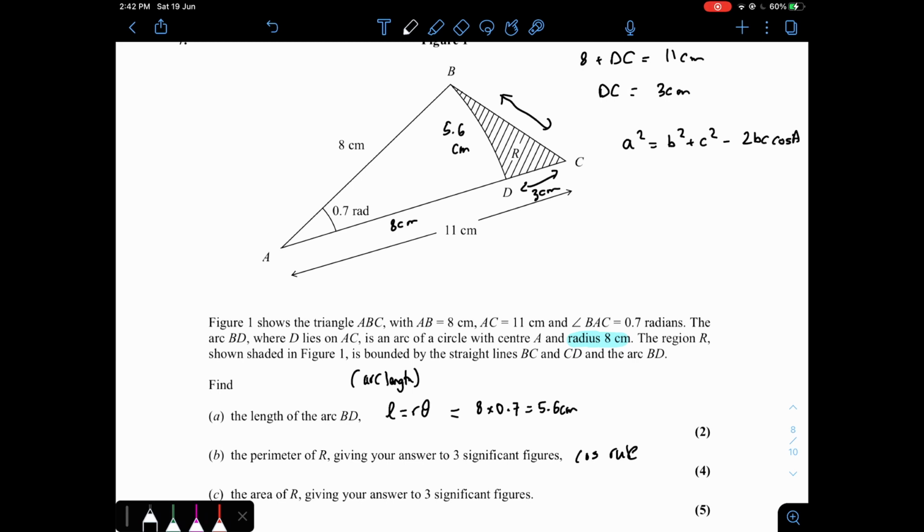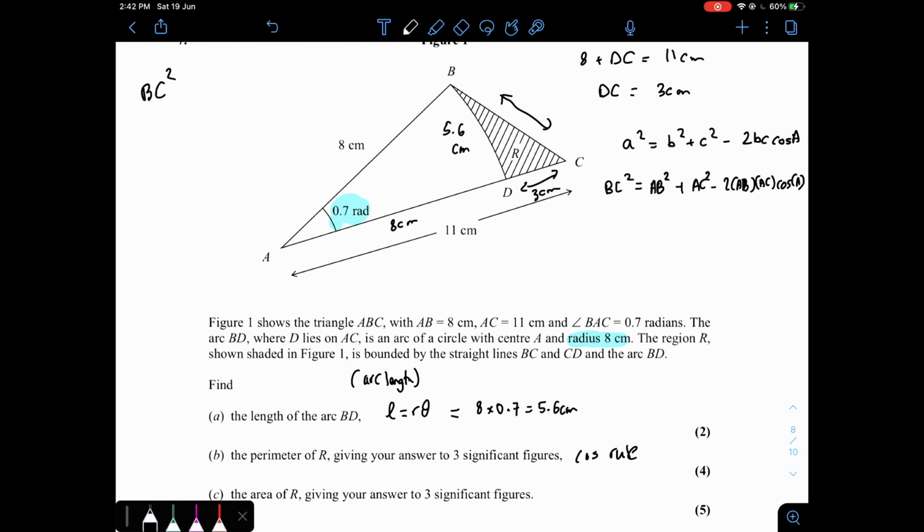So in this sense, we have to clarify: this will be BC squared, which will be AB squared plus AC squared minus 2 AB AC cosine of A, in this case, which is 0.7. This is our A. So I can just write it over here.